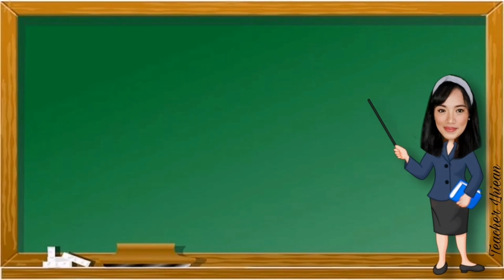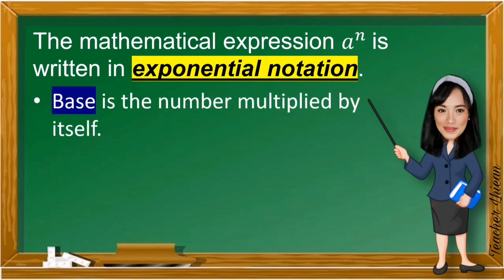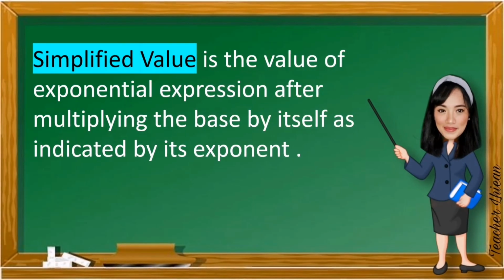So, again, let us recall. The mathematical expression a raised to nth power is written in exponential notation. So, when we say base, it is the number multiplied by itself. An exponent. Exponent is the number that indicated how many times the base is to be multiplied by itself. When we say simplified value, it is the value of exponential expression after multiplying the base by itself as indicated by its exponent.